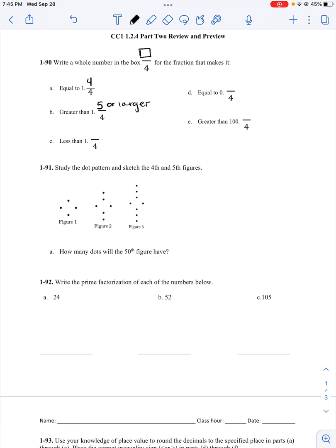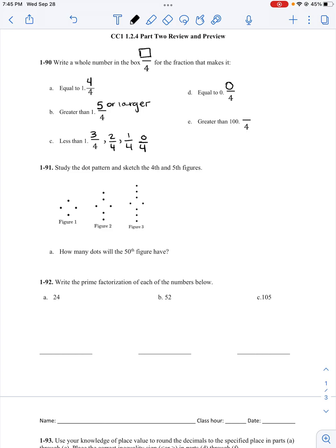For less than 1, needs to be less than 4, right? So it could be 3/4, it could be 2/4, it could be 1/4, it could be 0/4. Those are all less than 1. For part D, we want to make it equal to 0, which means that we don't have any parts.